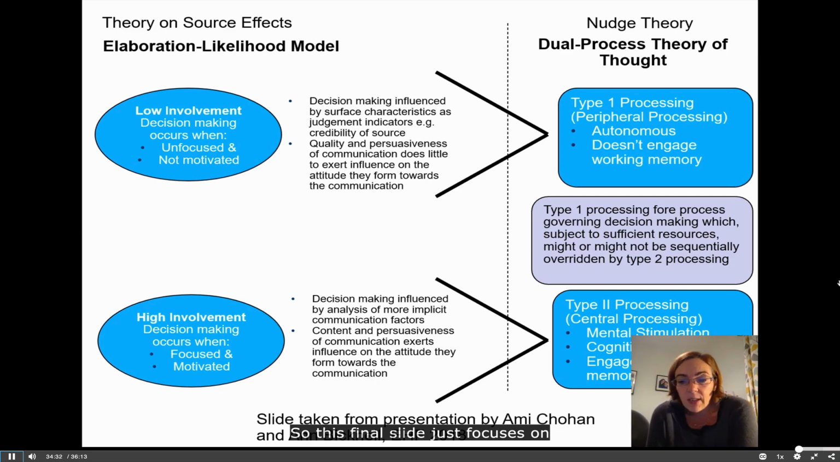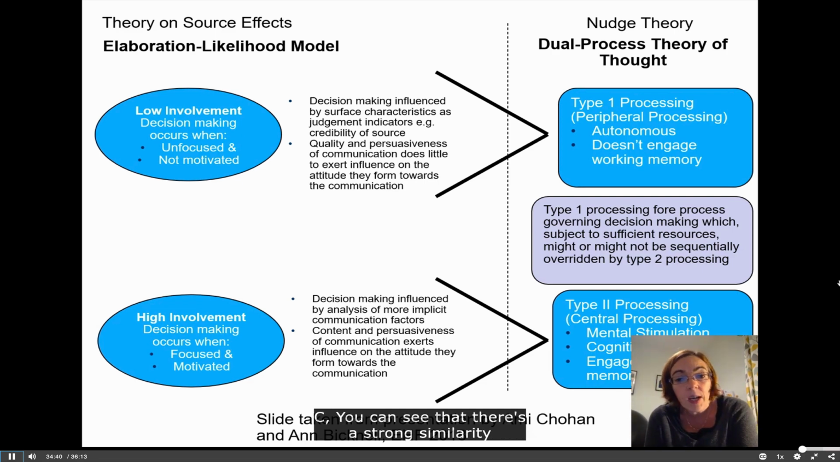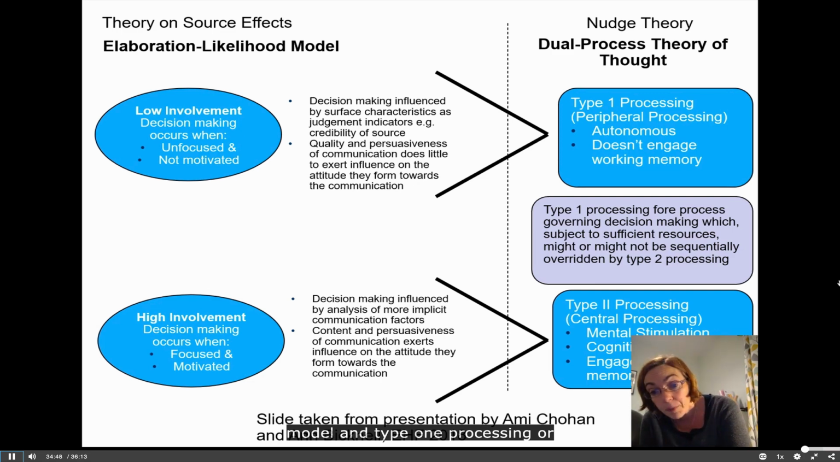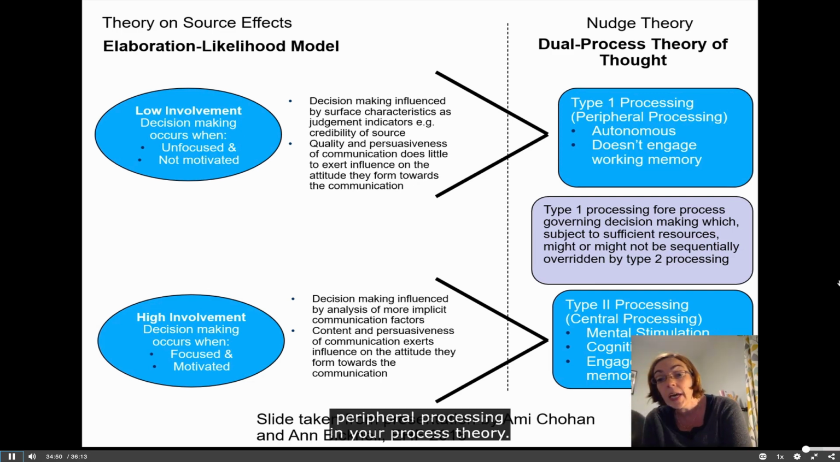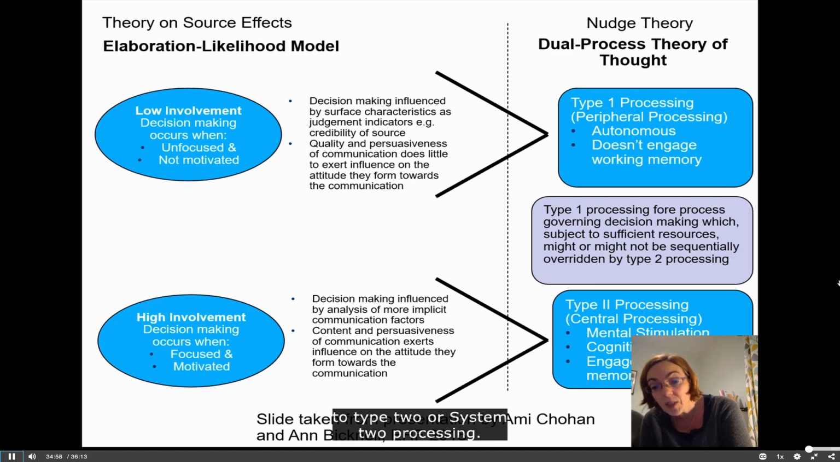So this final slide just focuses on the differences and similarities between the different theories. You can see that there's a strong similarity between what we talked about as low involvement in the elaboration likelihood model and type 1 processing or peripheral processing in dual process theory. And then high involvement is much more analogous to type 2 or system 2 processing.